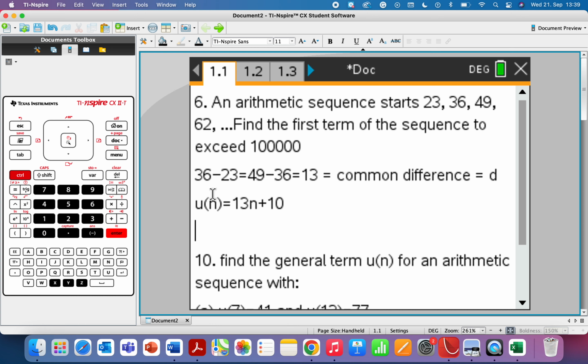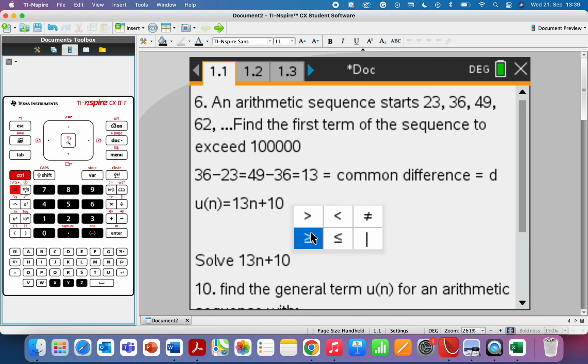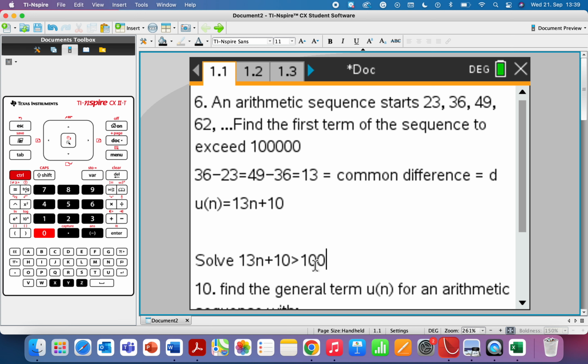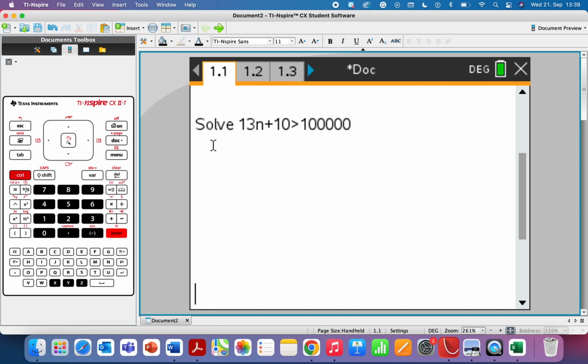So we know what the sequence is now. u of n equals 13n plus 10. That's the rule. And then what we need to do is solve this, and we need that to be greater than 100,000, right? So it's actually just a simple equation to solve by algebra. From here we subtract 10 from both sides. So that would be 13n.